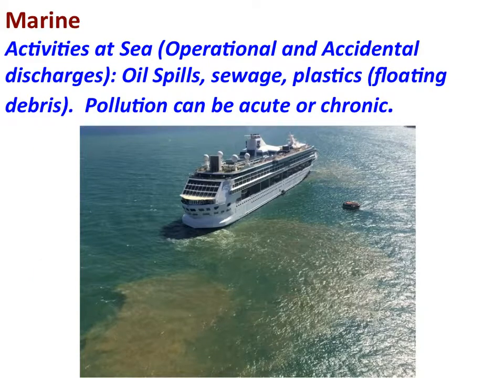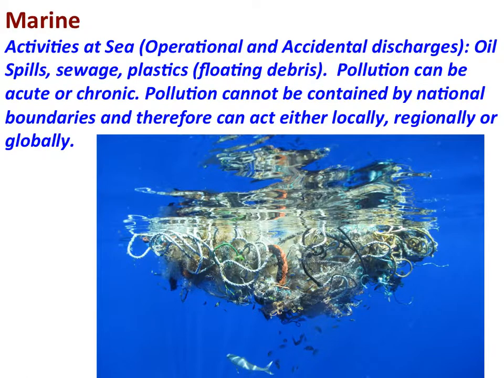A source of marine pollution can be human activities at sea, either operational or accidental discharges. The types of pollution resulting from operational or accidental discharges would include oil, sewage, plastics, among others. In this image, we can see floating debris, plastics mostly, intertwined with fishing nets, floating in the ocean.